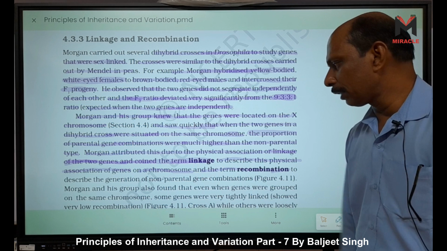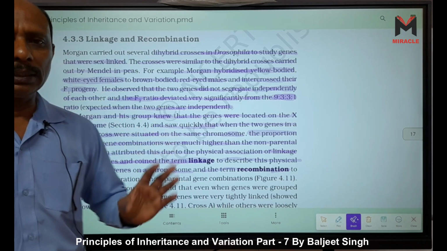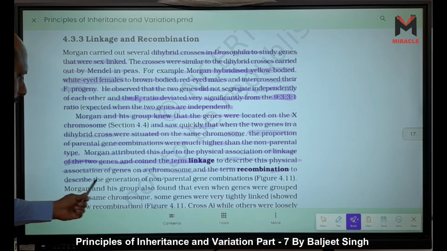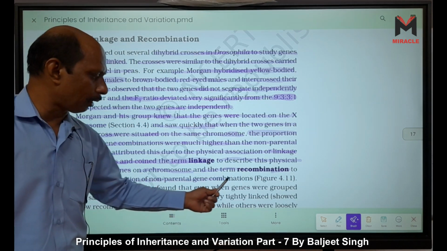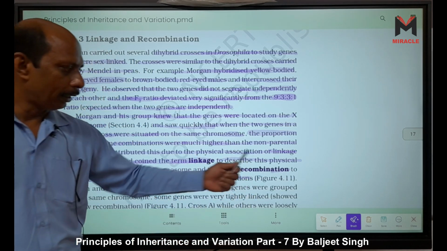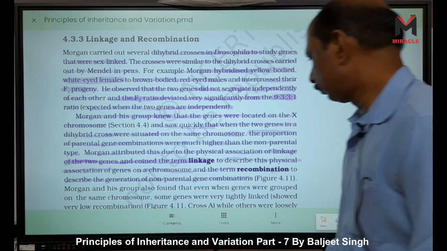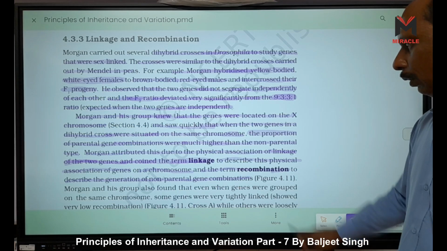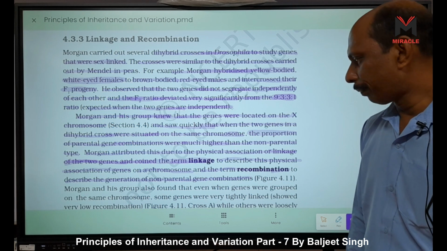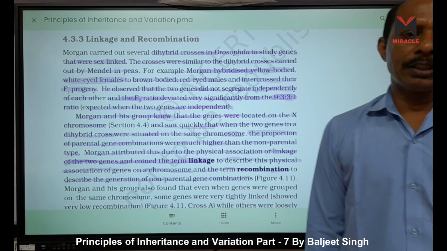So you understand what the term linkage means? It describes the physical association of genes on a chromosome, according to Morgan. And what is recombination? To describe the generation of non-parental gene combinations, he used these two terms, linkage and recombination. Do you understand here? To describe the physical association of genes, he used the term linkage, and the term recombination to describe the generation of non-parental gene combinations.